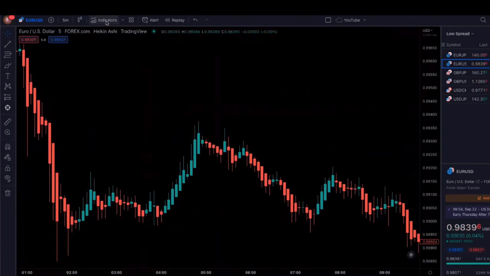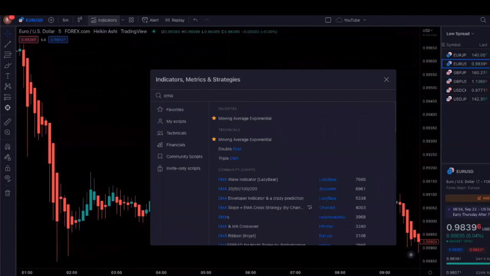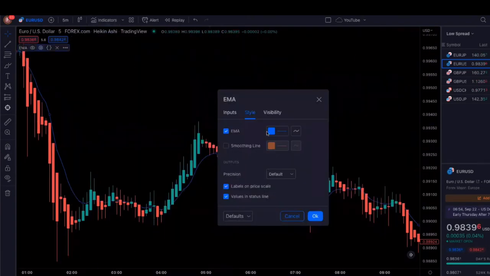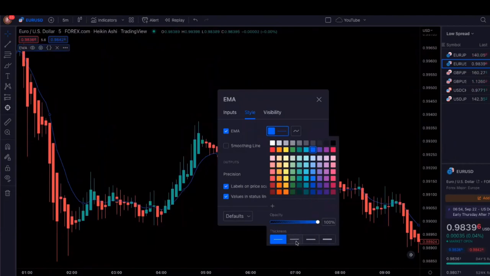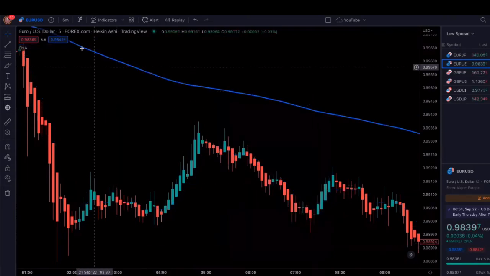So 3 indicators. 2 of the indicators are going to be my favorite, the moving average exponential, the EMA. I'm going to click on that. Let's make some changes to the settings. I'm going to make this a little bit thicker so it's a little easier to see. And for inputs, we're going to change that from 9 to 200.